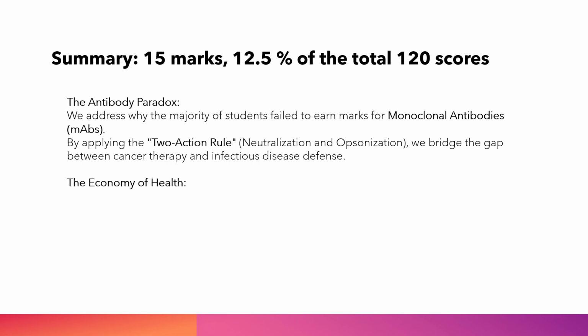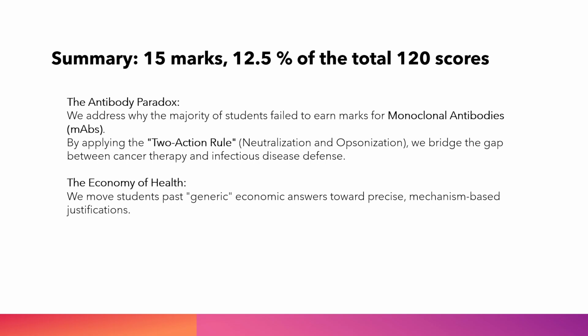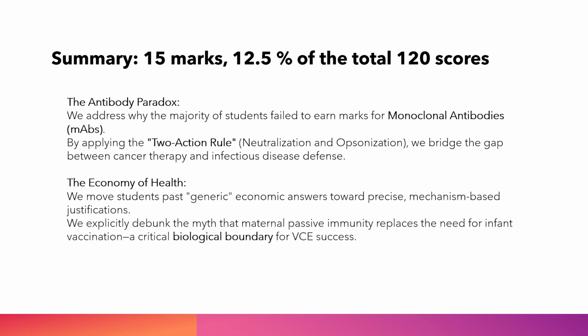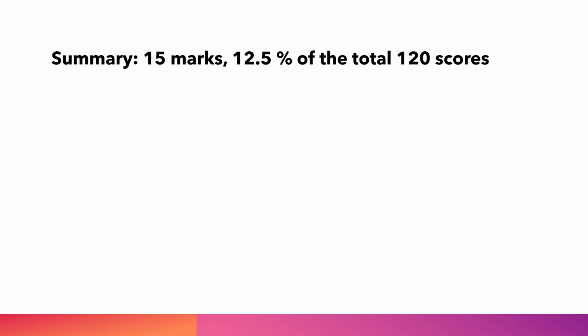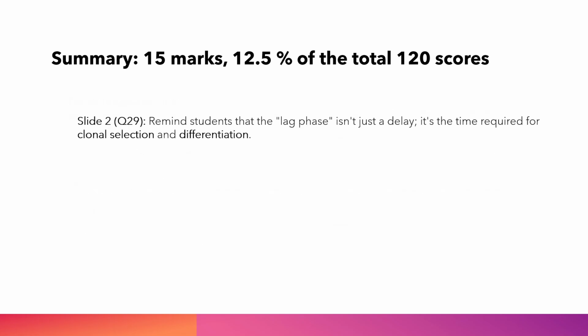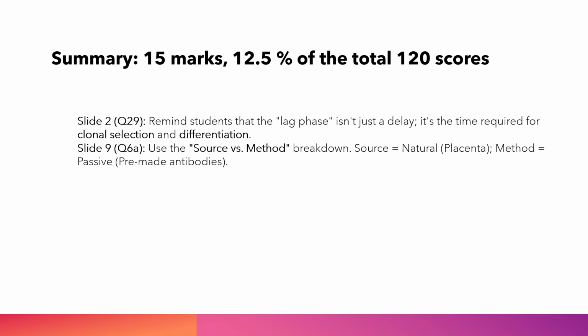The economy of health. We move students past generic economic answers toward precise, mechanism-based justifications. We explicitly debunk the myth that maternal passive immunity replaces the need for infant vaccination, a critical biological boundary for VCE success. Slide 2, Q29 reminds students that the lag phase isn't just a delay, it's the time required for clonal selection and differentiation. Slide 9, Q6a use the source versus method breakdown. Source equals natural placenta, method equals passive, pre-made antibodies.